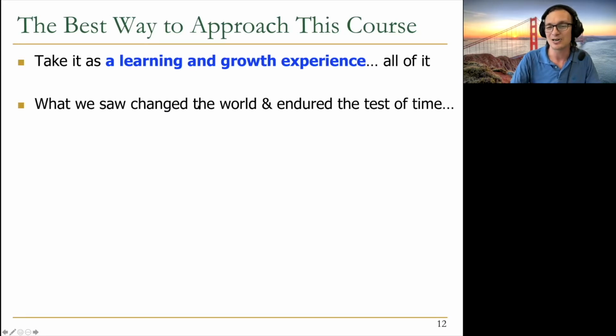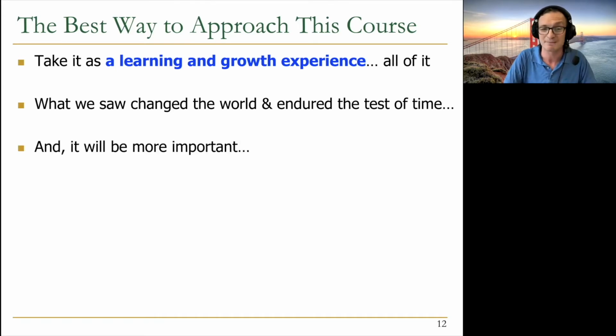What we saw in the course of 26 lectures actually changed the world, and it endured the test of time. A lot of the ideas that we discussed have enabled many revolutions in computing, like machine learning revolutions being one of them, right? We talked about GPUs, SIMD engines. We talked about systolic arrays. And it will be even more important going into the future.